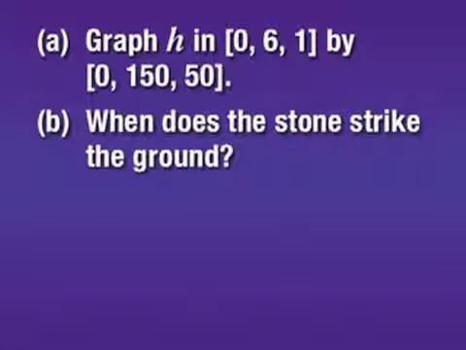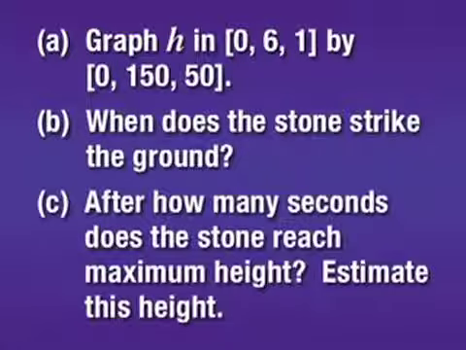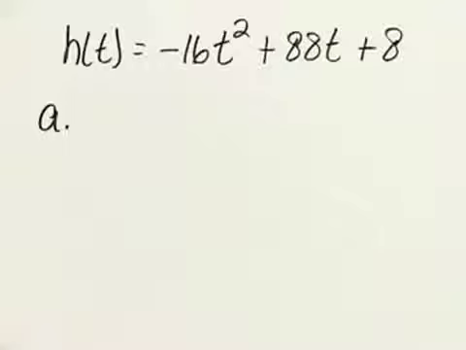B. When does the stone strike the ground? C. After how many seconds does the stone reach maximum height? Estimate this height. So we have our formula h of t, and that's equal to negative 16t squared plus 88t plus 8.